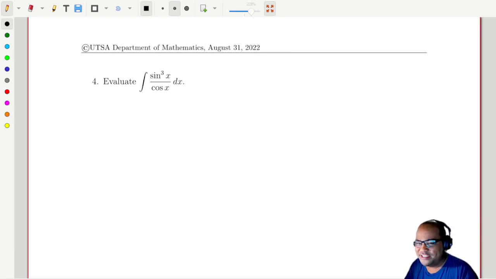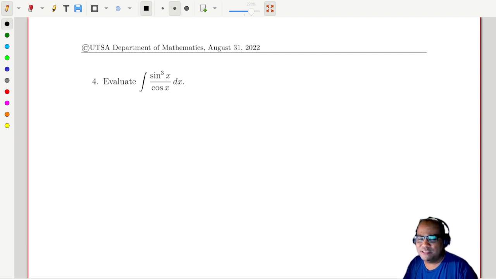Sine cubed of x over cosine of x dx, okay? So this is the type of integral that we encountered in section 3.2, part 1, sines and cosines. Yeah, because there's sines and cosines here. But this looks a little different than the one that we saw, because there's a cosine in the denominator. Well, let's just write it as secant. Yeah, but that doesn't really help us here.